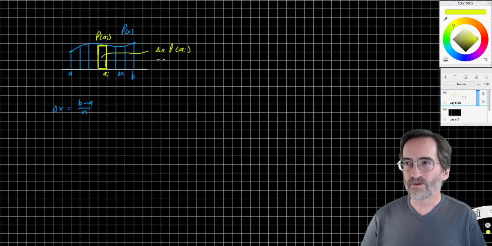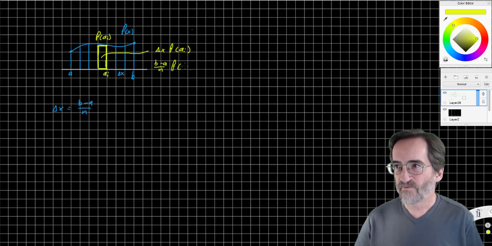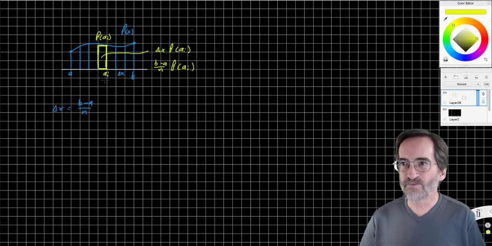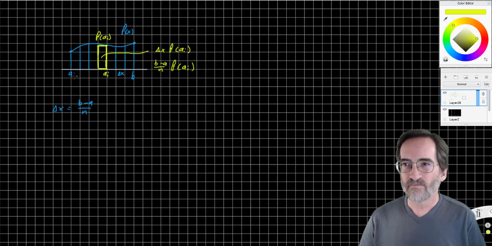And it all depends on, well, let's insert now b minus a, right? So delta x is b minus a over n, and this is f of a sub i. Now let's delve into that a sub i a little bit. How do I determine what a sub i is? Well, in this case, if this is 1, 2, 3, if i is 4, then it's a plus delta x times 1, 2, 3, 4, right?